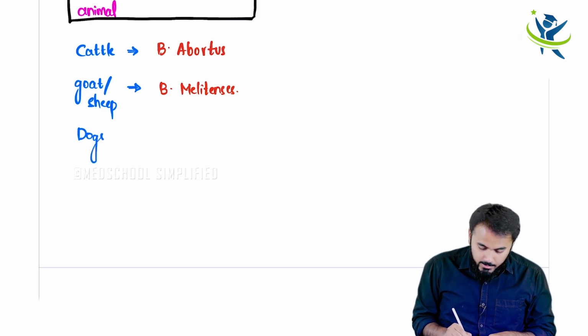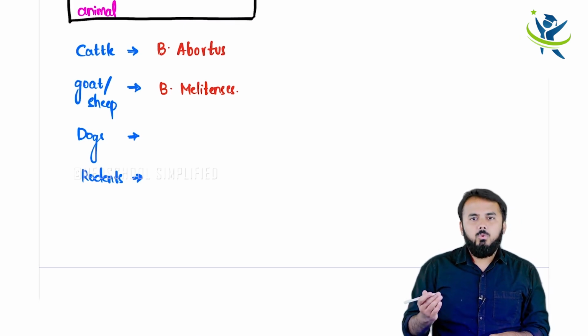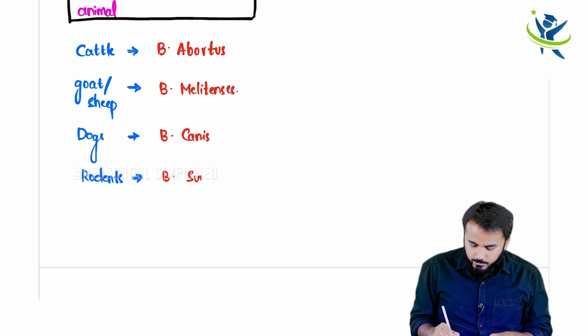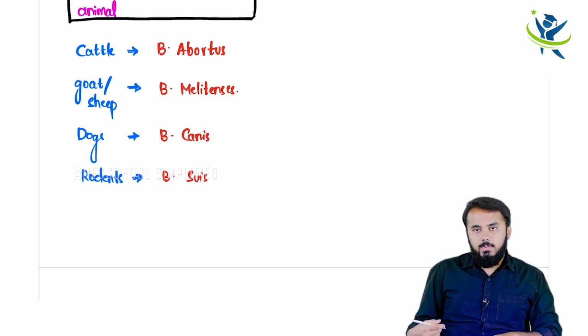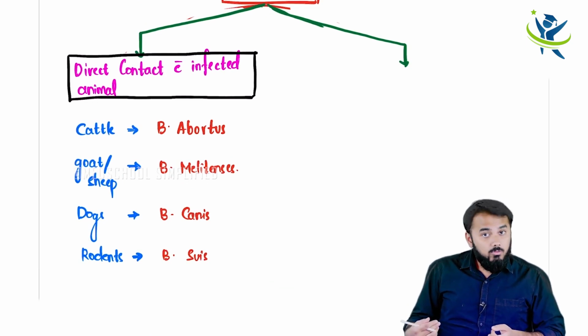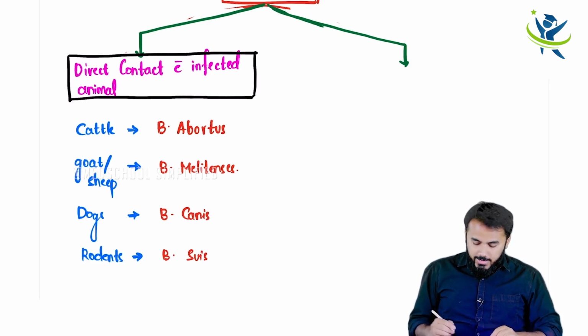Okay. Next, for example, if you are in direct contact with the dogs, or if you are in direct contact with, let us say, rodents. All of you know what rodents are, right? So in this case, you are going to be infected by that type of Brucella which is called Brucella canis and Brucella suis respectively, right? So these are some of the important things. Why have I written this? Because it will be important for your MBBS exams and also to solve the MCQs, right?